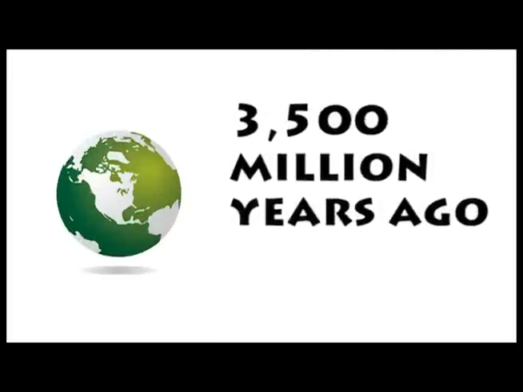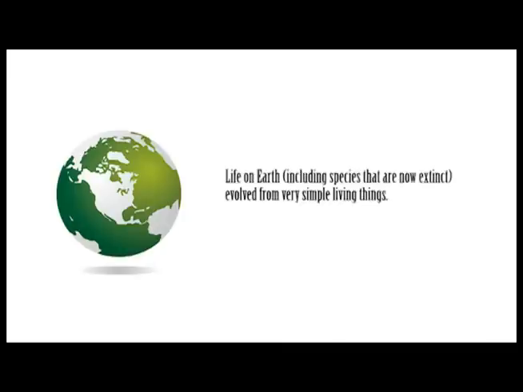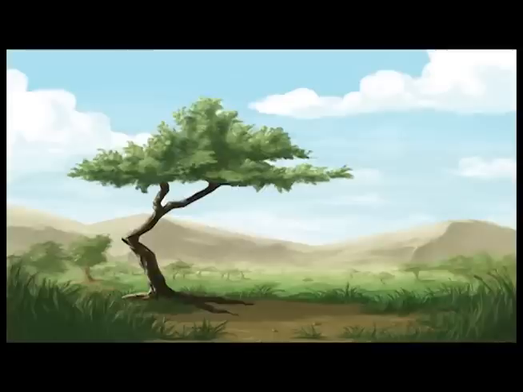Life on Earth began approximately 3,500 million years ago, and it's thought that all life, including species that are now extinct, evolved from very simple living things. Charles Darwin put forward the idea of evolution by natural selection. Let's have a look at an example.